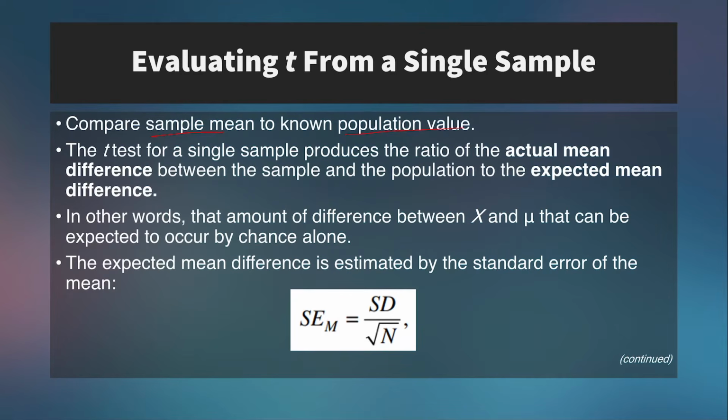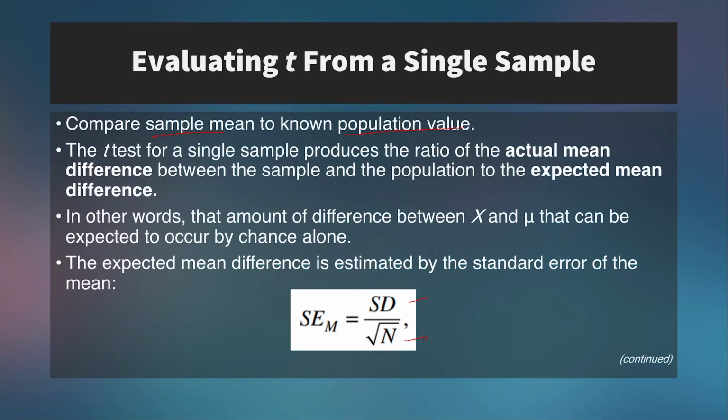The t-test for a single sample produces the ratio of the actual mean difference between the sample and the population to the expected mean difference. In other words, the amount of difference between x and mu that can be expected to occur by chance alone. So this is how we calculate the standard error of the mean, remember, standard deviation over the square root of the sample.